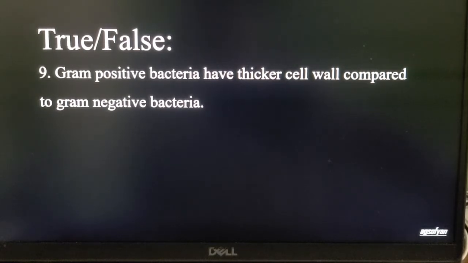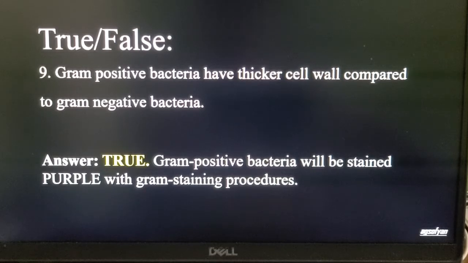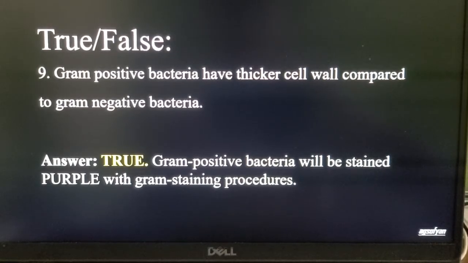Okay, number 9. Gram-positive bacteria have a thicker cell wall compared to gram-negative bacteria. True or false? Choose your answer. Yes, the answer is true. I just explained this on the previous question, that gram-positive bacteria have a very thick peptidoglycan, and it will be stained purple or blue with gram staining procedures.